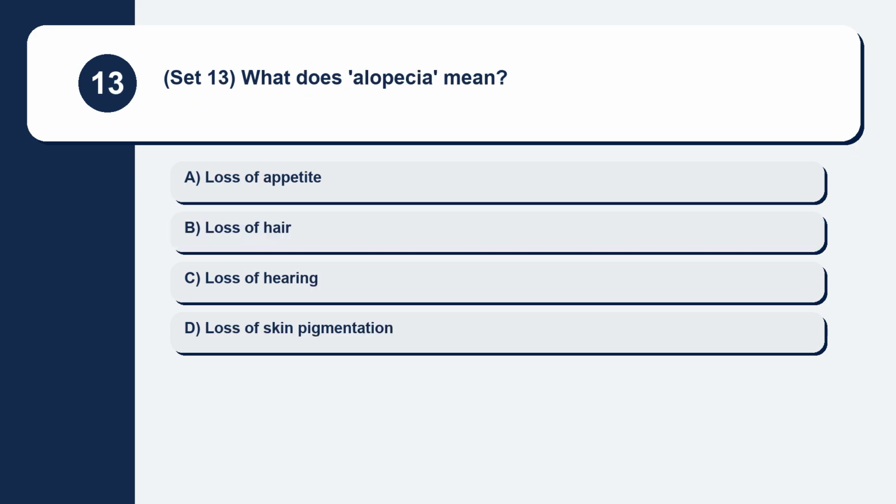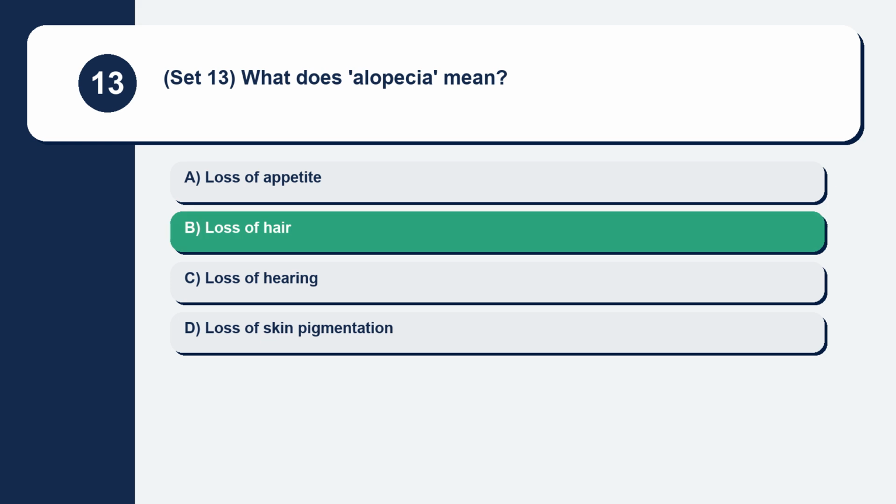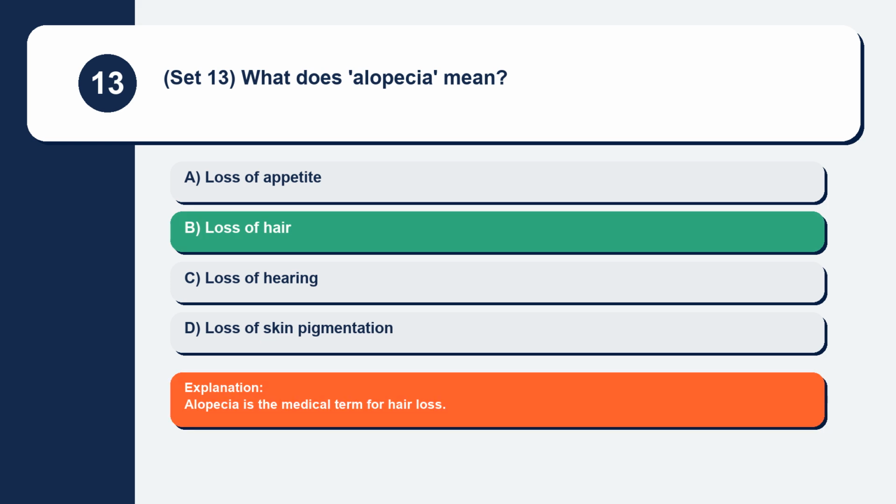Question 13. Set 13. What does alopecia mean? Loss of appetite, loss of hair, loss of hearing, loss of skin pigmentation. Alopecia is the medical term for hair loss.